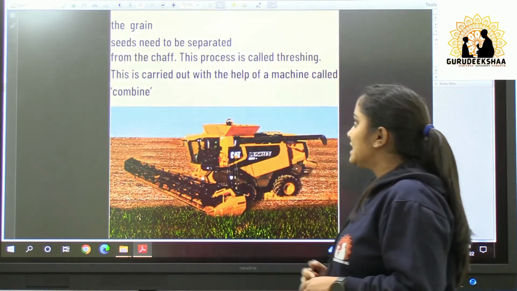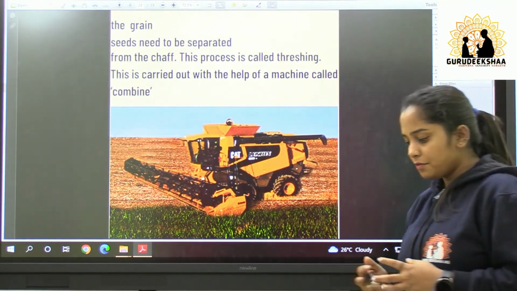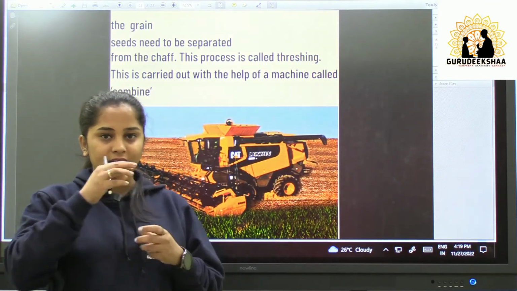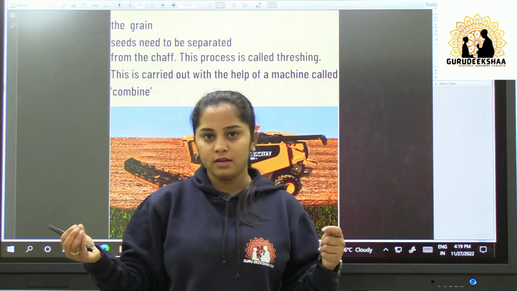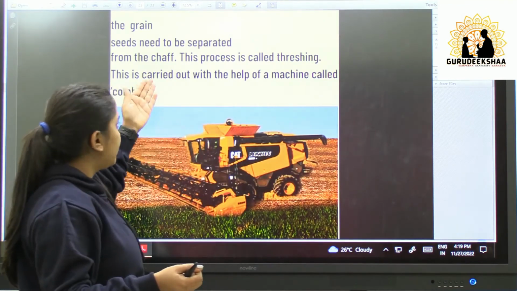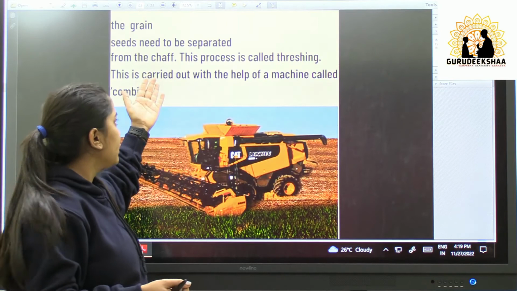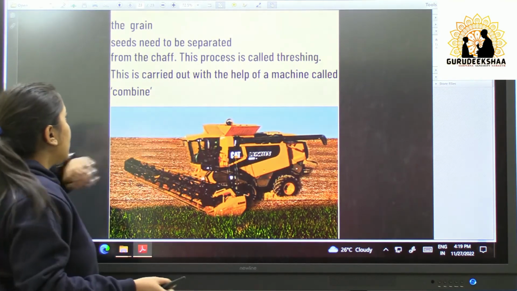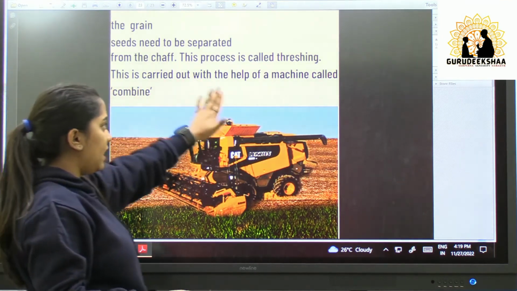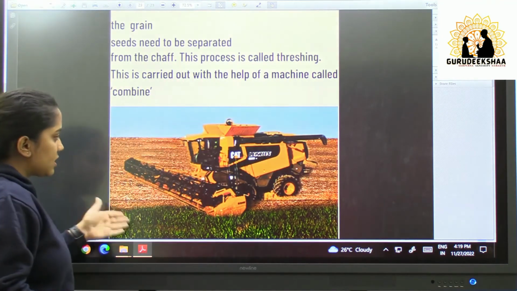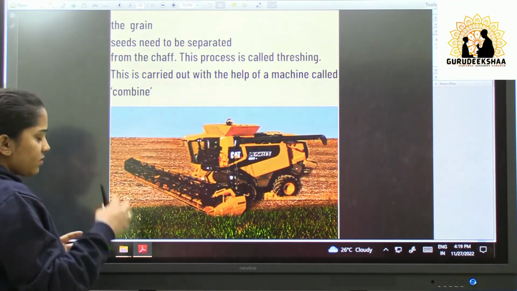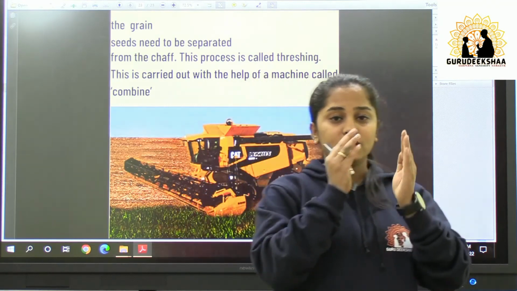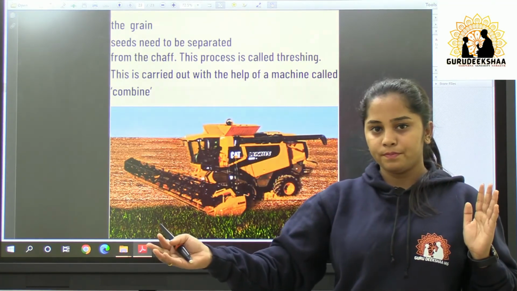So the grain seeds need to be separated from the sheaf. For example, if it is rice, the rice has to be removed from the plant, right? The unwanted part of the plant is known as the sheaf. The process is known as threshing. This is carried out with the help of a machine called a combine. In a combine, the harvesting of the crop is done and, at the same time, the sheaf is separated from the grain.